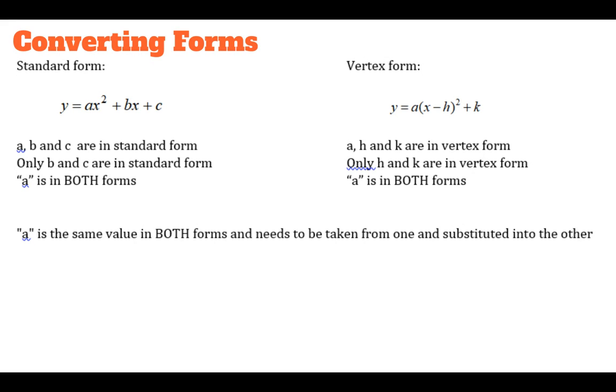So what you'll notice is they both have their forms: a, b, and c in the standard form, and a, h, and k in the vertex form. B and C are in the standard form, h and k are in the vertex form, but a is in both. So a stays consistent from one form to the other. No matter what, those equations are going to start with that same number.